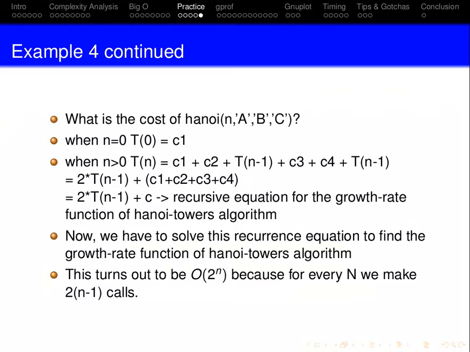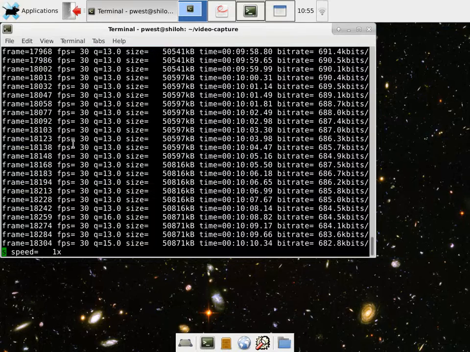Turns out it's O of 2 to the n. Another way to think of this is for every n, we make 2 to the n minus 1 calls, which eventually will result in some 2 to the n. If we called ourselves 3 times, what would you expect this to be? 3 to the n. Hopefully you're starting to see a couple of patterns here. All right. Okay. Let's go ahead and pause.